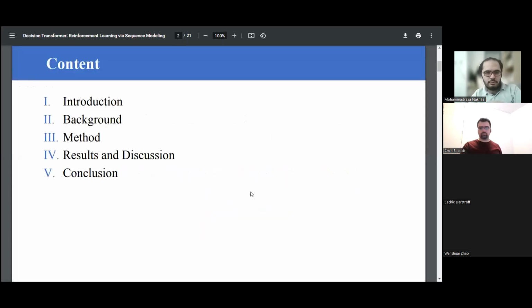Let's jump in. We will have first an introduction: what is the motivation behind this paper. Then I will explain some background information such as the transformers and the GPT architecture. Then we will discuss the method used in this paper. Next comes my favorite part, the results and the discussion, and finally we will have a conclusion of this paper.